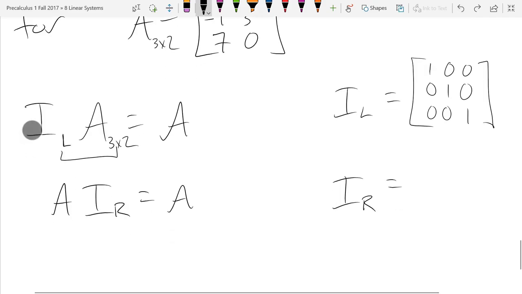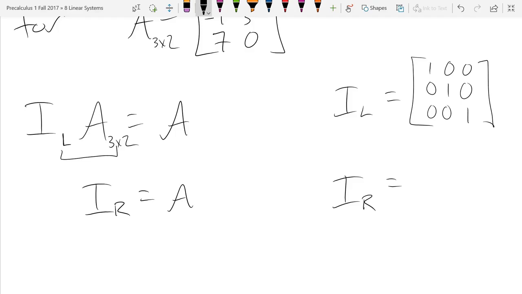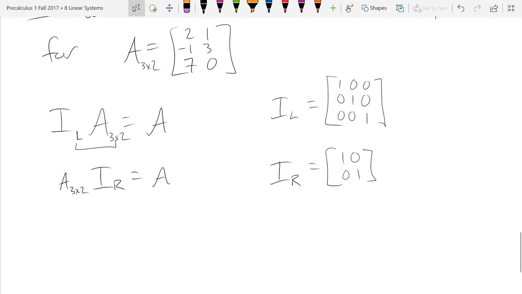All right, now we're going to look at the right identity. So just looking at the dimensions, 3 by 2, the right identity needs to match the inner dimension, so this identity is 2 by 2. So there's the right identity. And let's just do the first one to check. So multiply the left identity by A.